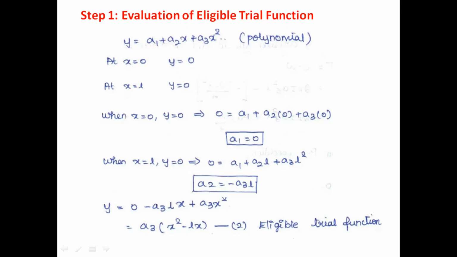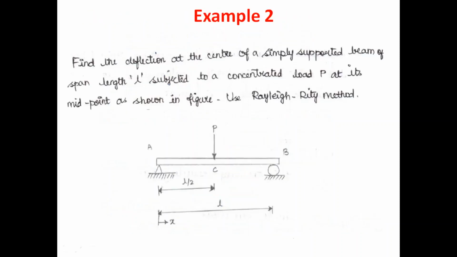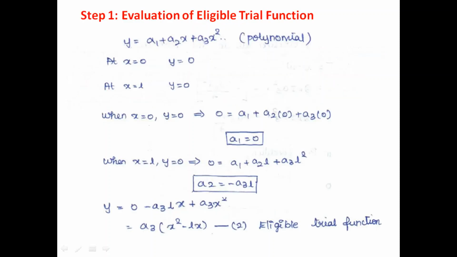Now to make this general trial function into an eligible trial function, we have to apply the boundary conditions for the problem. The given beam is a simply supported beam. In a simply supported beam, the left end A is a hinged support and the right end B is a roller support. So at both supporting ends, the deflection is 0. At x equal to 0, y is 0. At x equal to L, y is equal to 0. These two boundary conditions are used here to make this trial function into an eligible trial function.